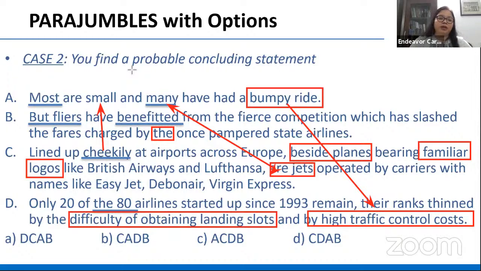Many of them had started, but only 20 of the 80 airlines started remain. Their ranks are thinned because they cannot face the challenges of operating themselves, right? So it's almost like he is not appreciating them, his tone regarding these smaller airlines is negative, right? So that is where I should start with C. C takes me to A takes me to D, the bumpy ride takes me to the problems that they face. So that is our answer. Starting with C, and you have just two options here, but C, D won't work, it should be C, A, which makes B our correct answer.